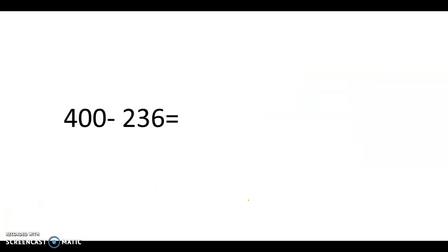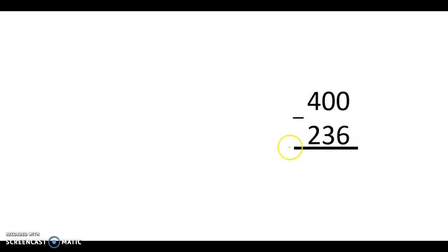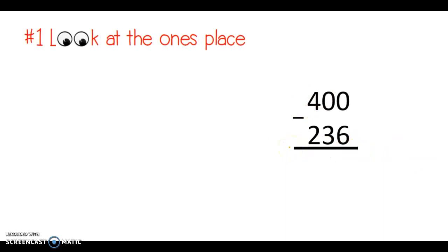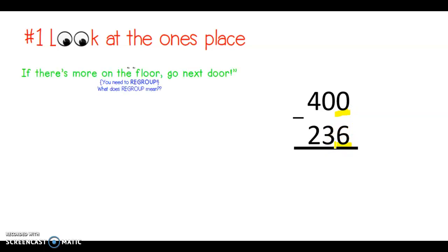Okay, now we're going to do 400 minus 236. Oh my goodness, I don't know about you, but I notice zeros in the larger number that I'm subtracting from, because remember, the largest value always goes on top. 400 is greater than 236. I'm going to look at that ones place first. Oh man, I have 0 on top, 6 on the floor. Well, 6 is much more than 0. I have 6 on the floor. I have to go next door.